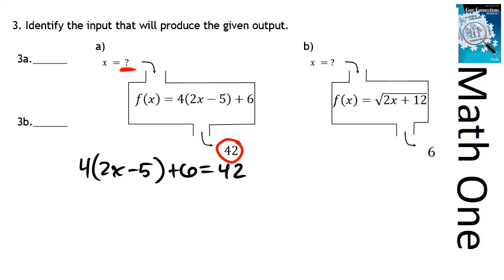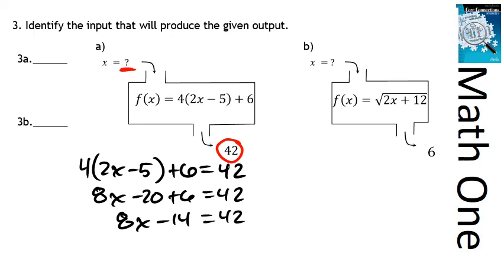So what I've done is I set up an equation that seeks to find what value of x will make 4 times the quantity of 2x minus 5, plus 6, equal to 42. And there's a lot of ways to tackle this. I might distribute this 4 first and rewrite this as 8x minus 20 plus 6 equals 42. And then I could rewrite that as 8x minus 14, since -20 and 6 is -14, equals 42.